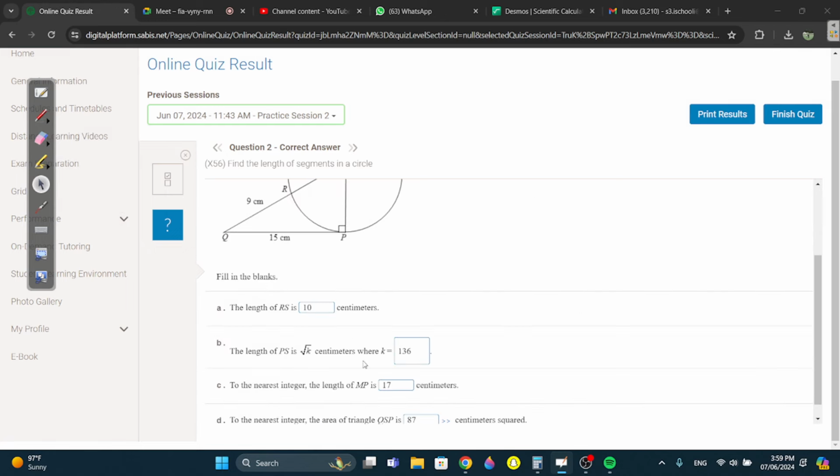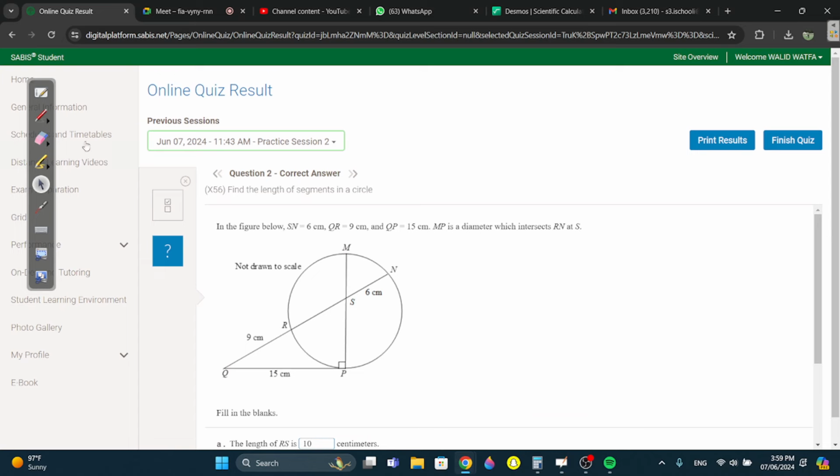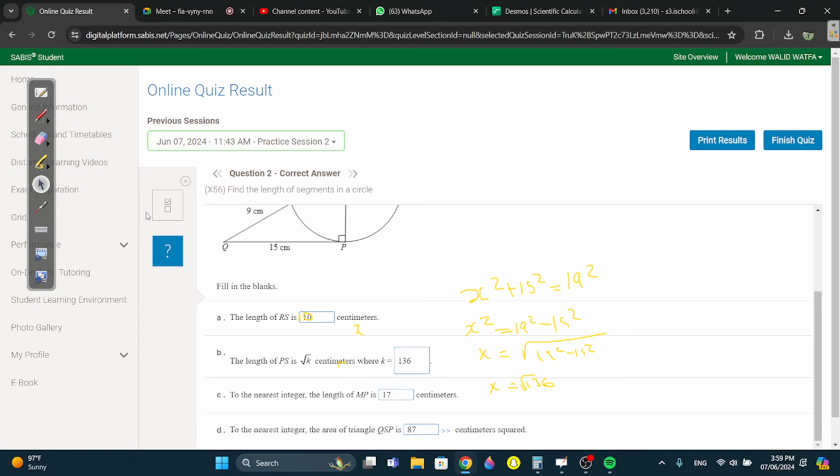Then part B, they say the length of PS is radical k centimeters. We know now this is 10, right? They want PS. Let's call this x now. Can we find it? Obviously, it's a right triangle, so you can use the Pythagorean theorem. So x squared plus 15 squared equals 19 squared. Why 19 squared? Because the hypotenuse is 9 plus 10. You're going to get x equals radical 19 squared minus 15 squared, which is root 136. So they want what's under the radical, which is 136.